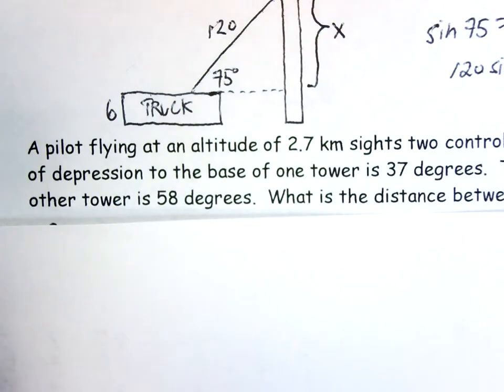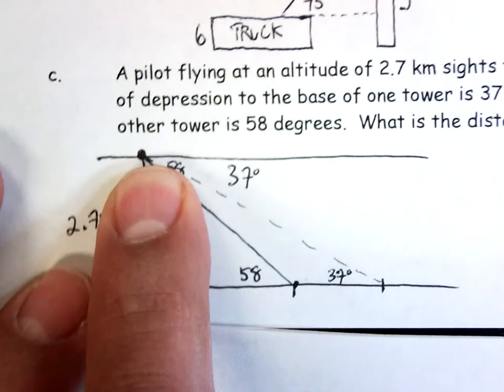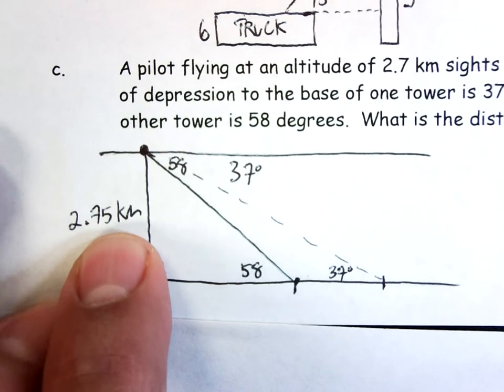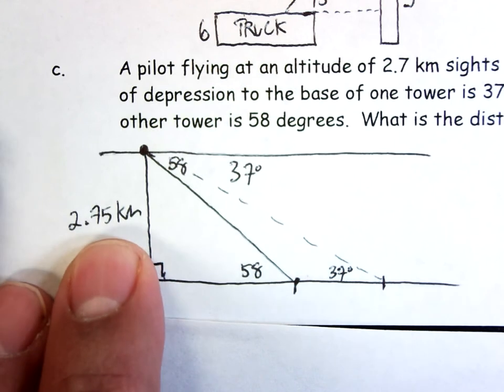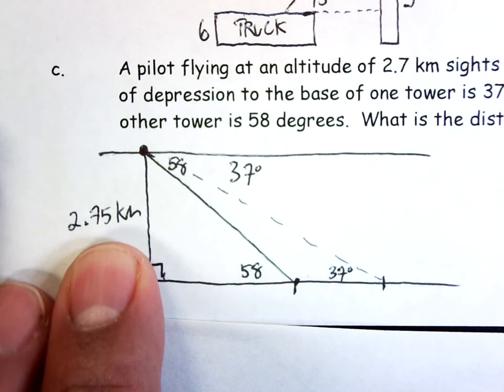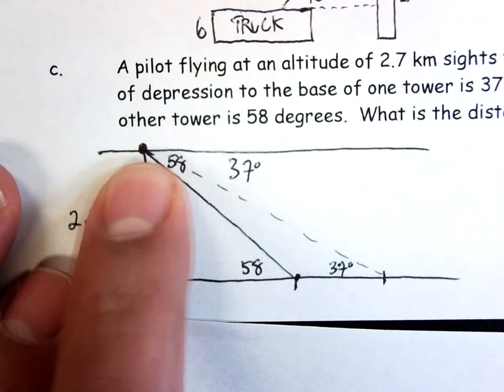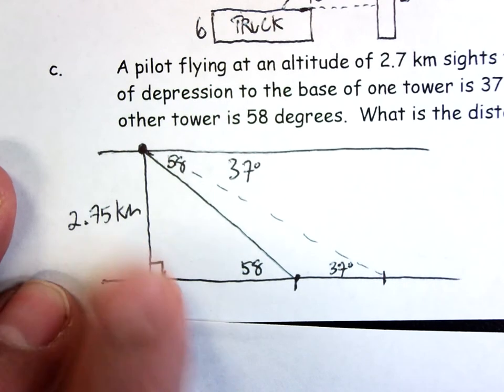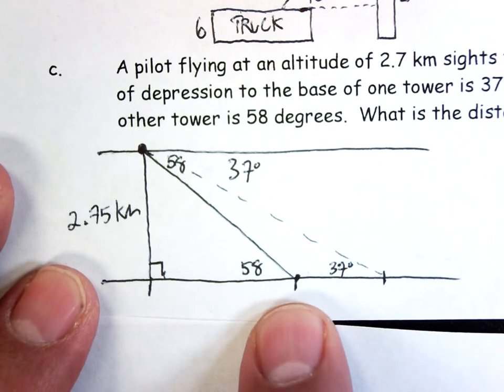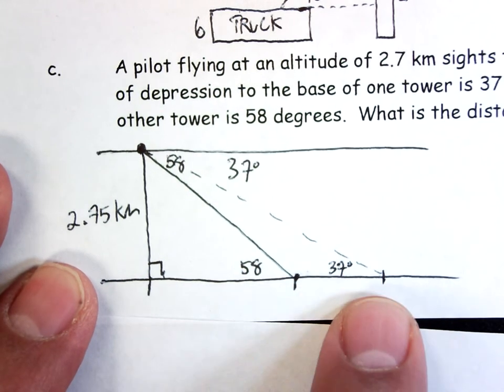Okay, so here's my airplane. That dot is 2 point, and I added a 5 there too. I have no idea why. I put 2.75. I don't know why I did that instead of just saying 2.7. So this airplane is 2.7, or in my case, 2.75 kilometers above the ground. He sees 2 control towers. So there's one control tower, there's another control tower.